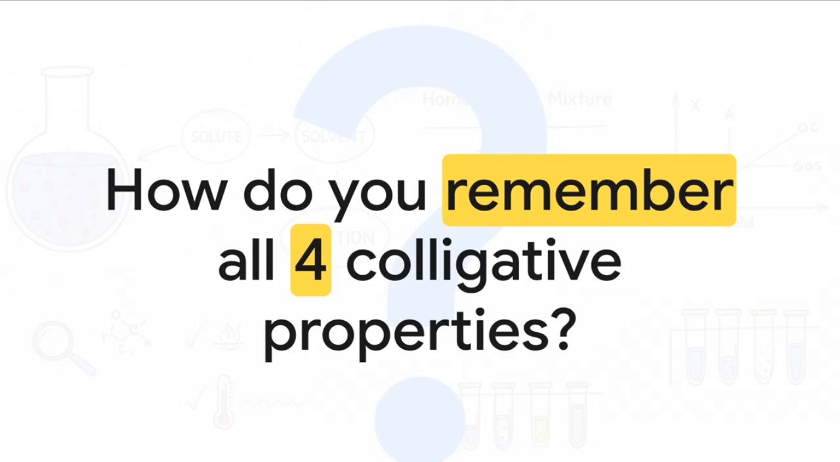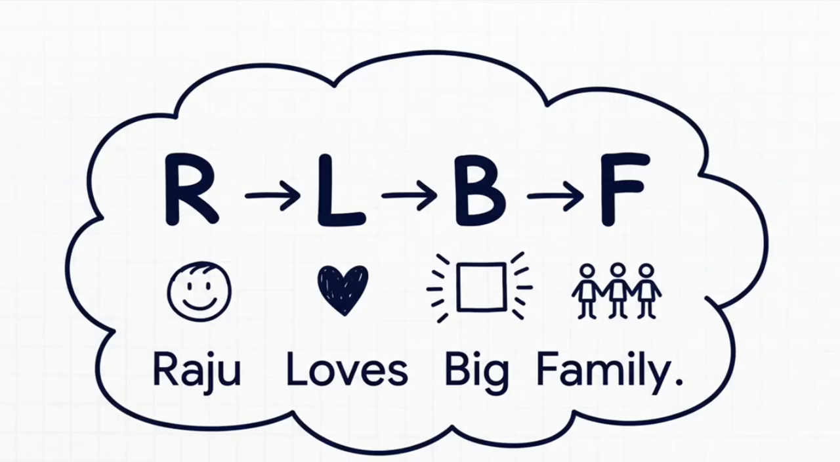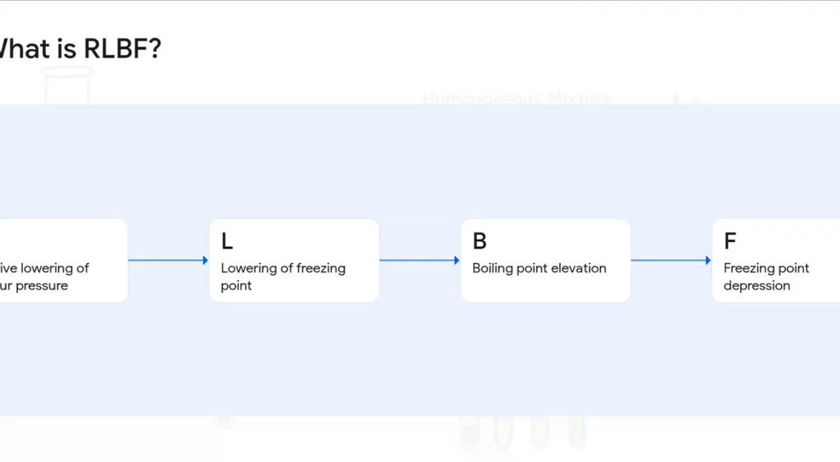So how on earth are you supposed to remember all 4 of these, especially when you're stressed out in an exam? Is there an easy way? Of course there is. Just remember this simple mnemonic, RLBF. You can think of it as Raju loves big family. Got it? So what does this little code stand for? Well, R is for the relative lowering of vapor pressure. B is for boiling point elevation, and both L and F here point to the same thing, freezing point depression. The 4th major colligative property you need to know, by the way, is osmotic pressure.